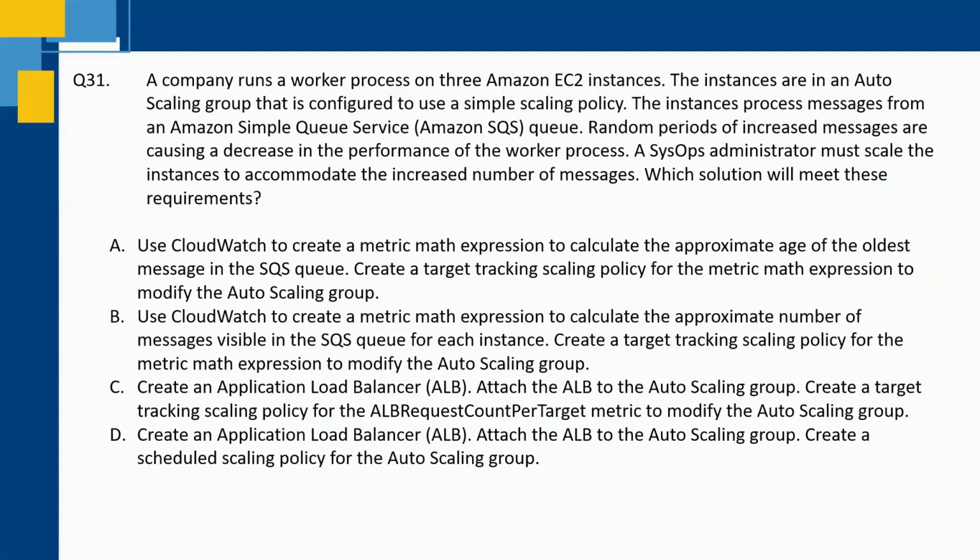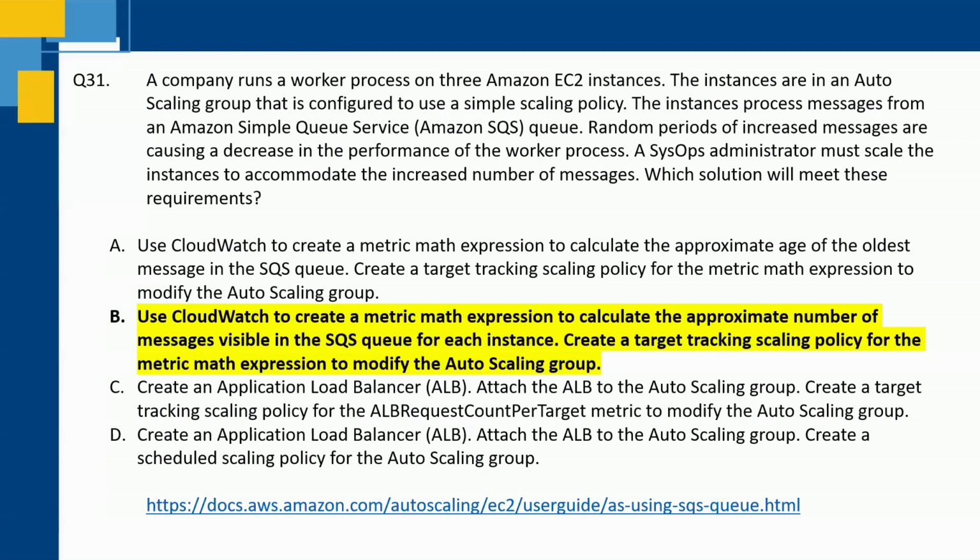Now you should make use of CloudWatch with a metric math expression for approximate age of oldest message along with a target tracking scaling policy. Approximate age of oldest message metric shows how long the oldest unprocessed message has been in the queue, and target tracking scaling automatically adjusts the number of instances in the auto scaling group based on the target value you set for the metric math expression. This ensures that your worker process can handle the fluctuating message volume.